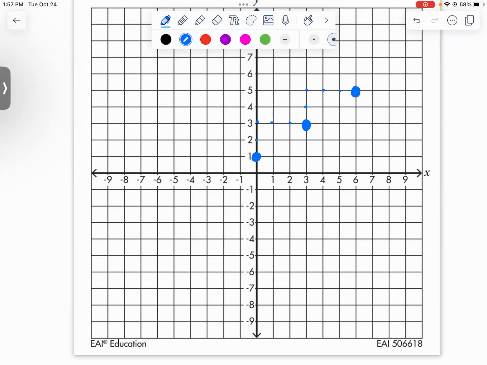We could also count slope backwards. We know this needs to rise. So if we go down 2, that would mean we need to go left 3. Up 2 over 3. Okay, and now we can use our ruler and draw a beautifully straight line.